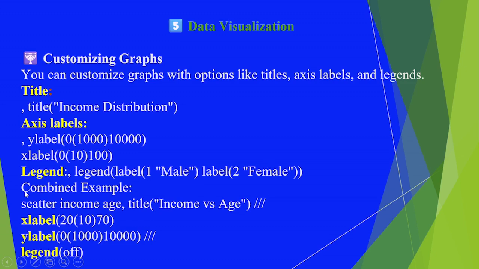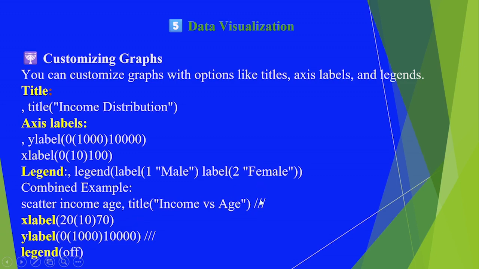And we can now have a combined scatter plot like this with all these customized items. Just say scatter income age and then a comma. These are options. Now we want to add a title which will represent income versus age, an X label which will go from 20, 30, 40 all the way to 70, and a Y label which will start from the origin to 1,000 through 10,000. And for the legend, now we don't want a legend.